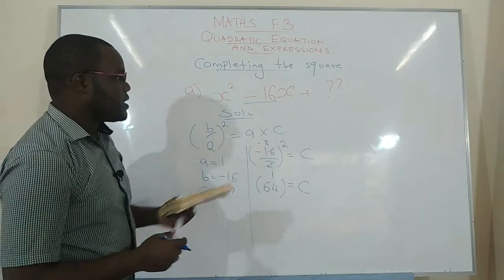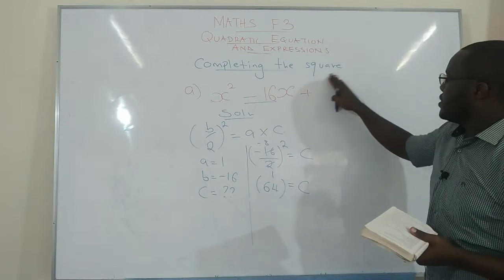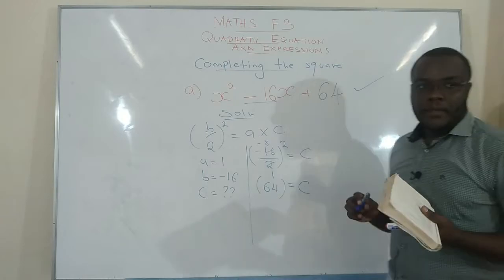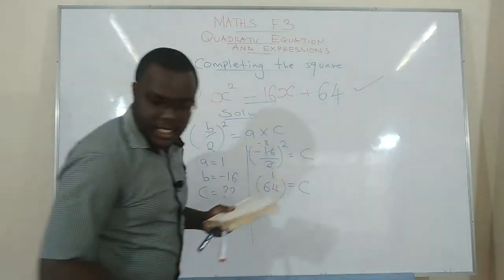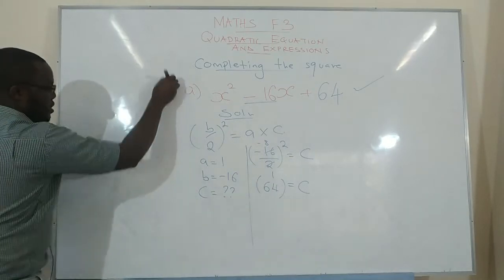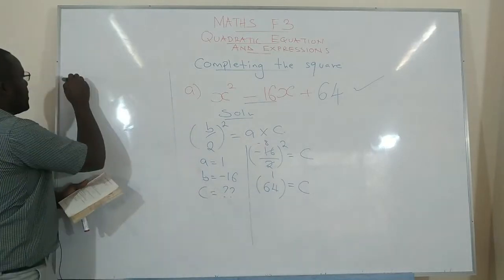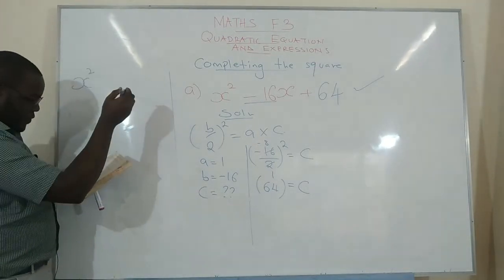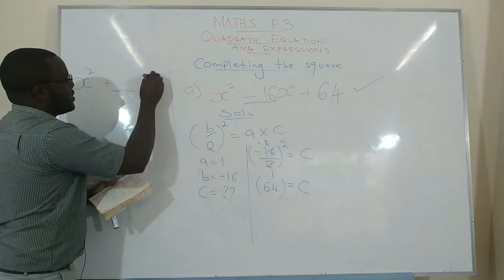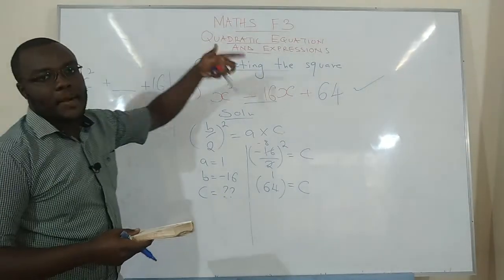Therefore, what number must I fill here so that this becomes a perfect square? I should put positive 64. That's just one example. Let me try another one that has a missing value. There's this question that says x squared plus dash plus 16. What number must I complete it with here to make it a perfect square?